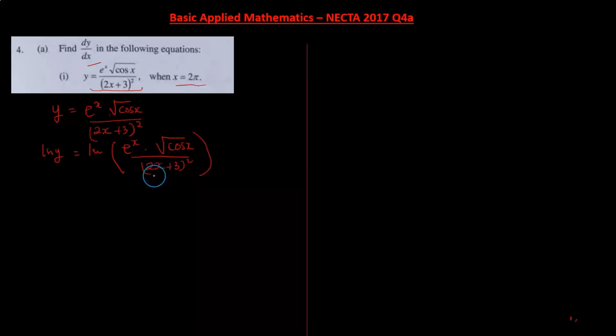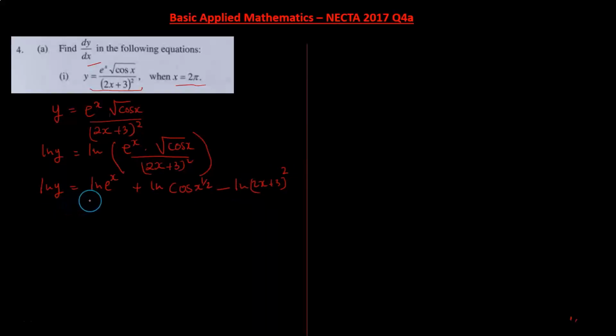Now we can apply log rules to separate this. When we multiply, we add, and when we divide, we subtract. So let's just do that. ln y equals ln e^x plus natural log of, how do we write square root of cos x? Well, the other way of writing square root is as a power of half, so cos x to the power half, and then we need to subtract all this: natural log (2x + 3)².